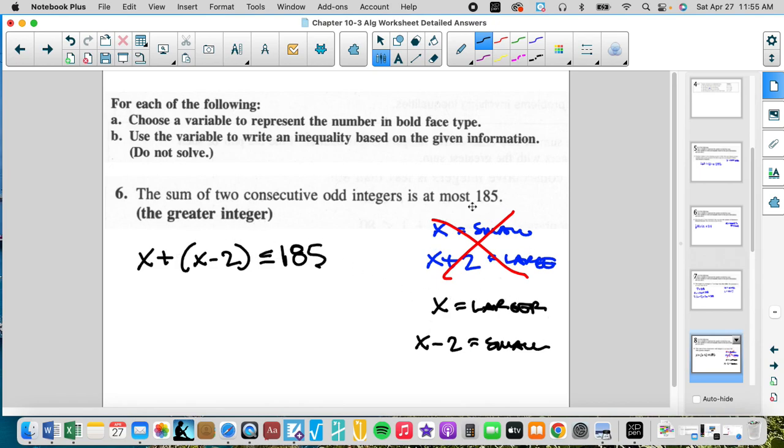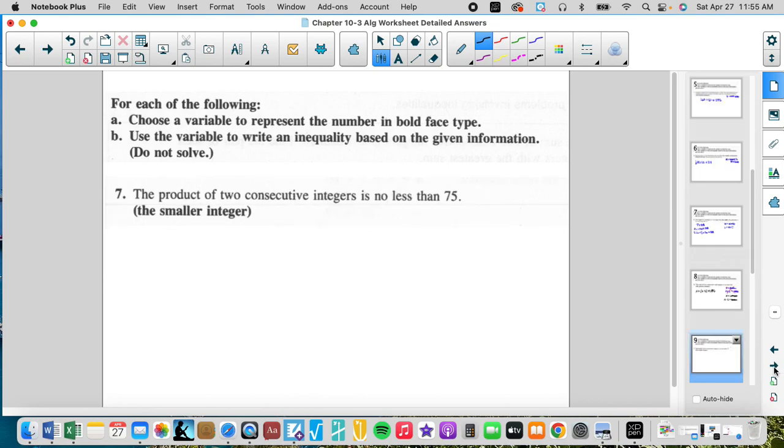So a lot of students would have written it this way, and they would have looked at x, the variable, but unfortunately x represents the smaller, not the greater. So that's a little tricky question right there. A lot of students would get that problem wrong.